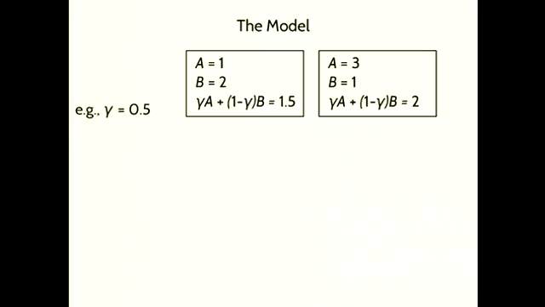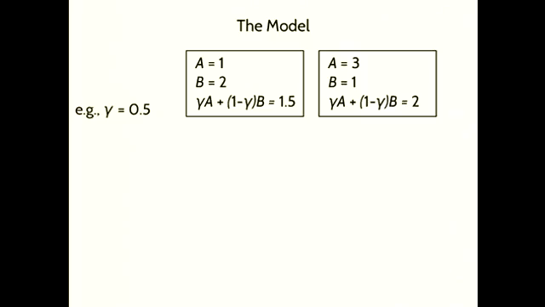So I make this model even simpler to make it easier to study and to analyze. Now we have a population size of 2. And just for this example, we're going to take gamma equals 1/2. So we have 2 individuals. Each has an A value and a B value.